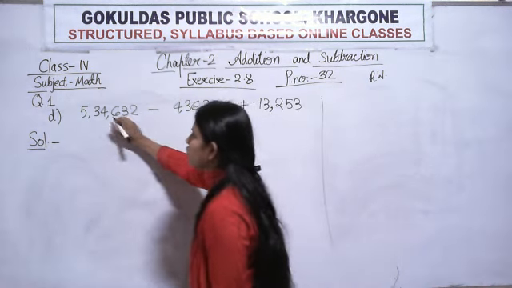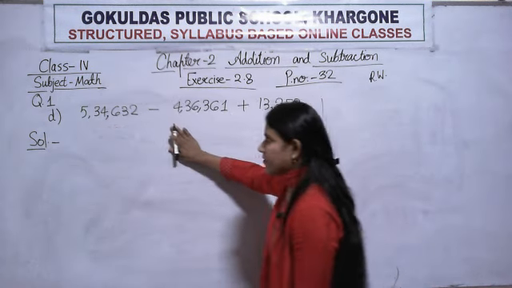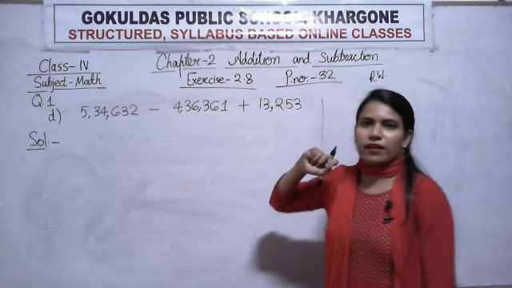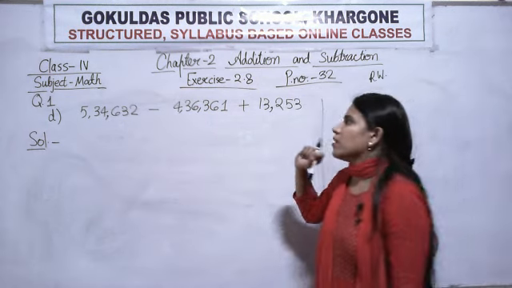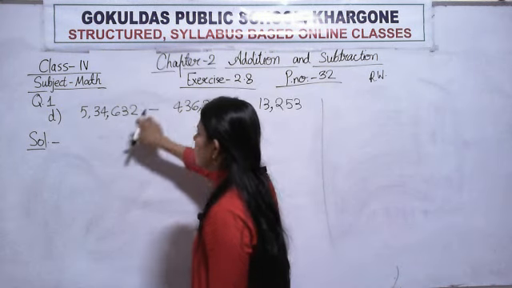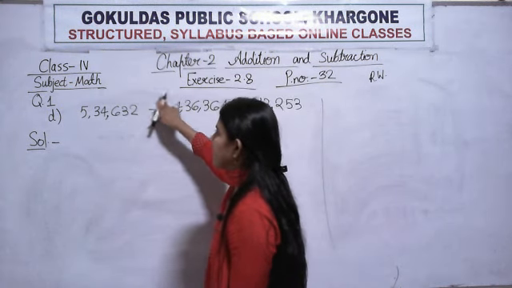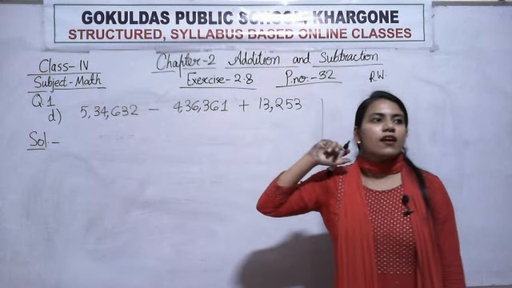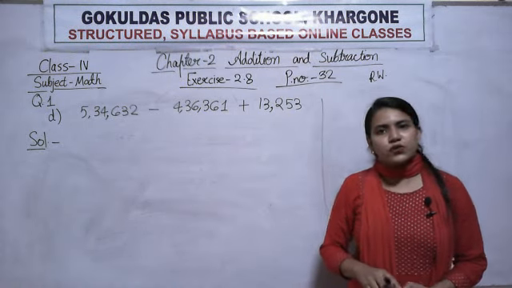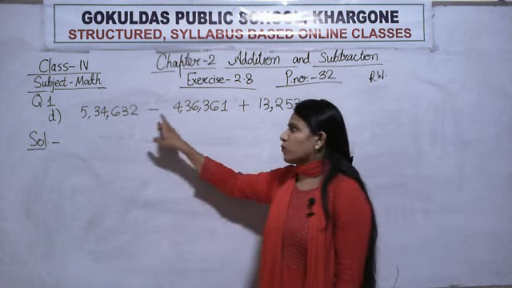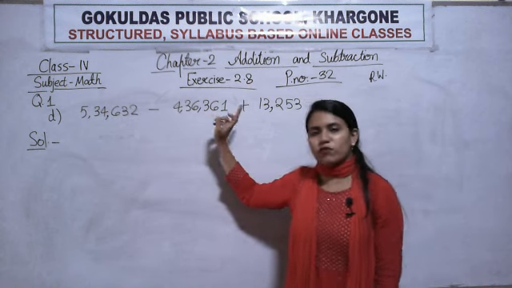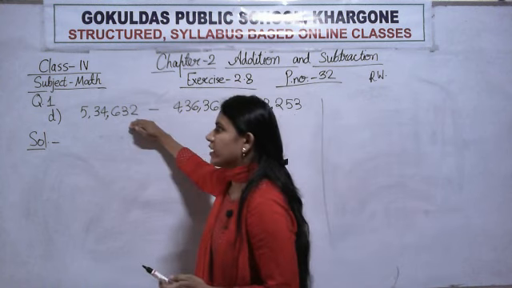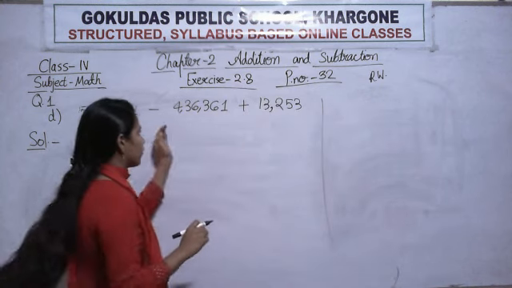Before solving, we observe that three numbers are there. First number, second number and third number, right? Three numbers are given there. Now observe here, between the first two numbers a minus symbol is there and between the next two numbers a plus symbol is there. It means when you observe the question, you see that you have to perform two operations. One is subtraction and one is addition. Okay, so what is this step? You will rewrite the given question as it is.